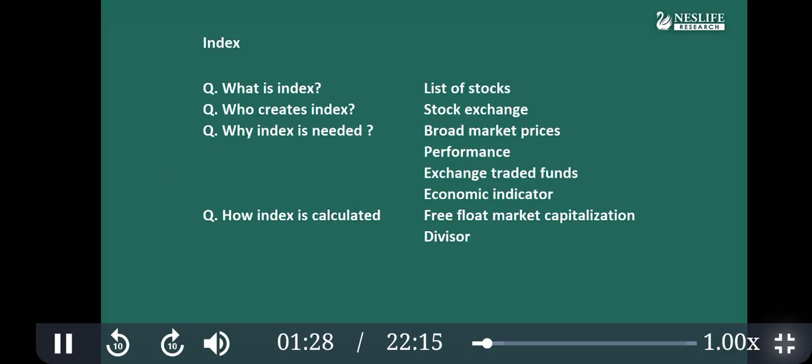Because every day there is some positive news about some company, negative news about another company, and prices of each stock fluctuate. To neutralize all this company specific information and to gauge the overall general economic condition or overall market sentiment or the prices, an index is required. Now there are multiple types of index that we are going to discuss.